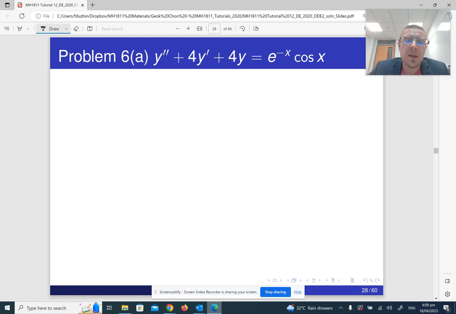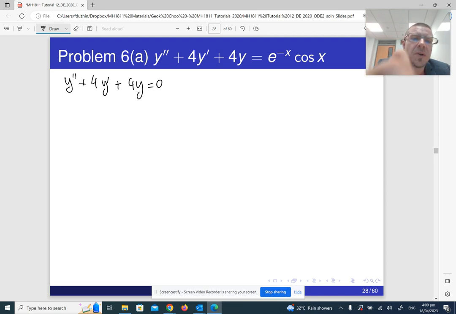So the first step is always to set up the corresponding homogeneous equation. So we should write y double prime plus 4y prime plus 4y is 0 and solve it. To solve it, we use the characteristic equation lambda squared plus 4 lambda plus 4 is 0. So this is a complete square. It is in fact lambda plus 2 squared is 0. So the two roots are the same.